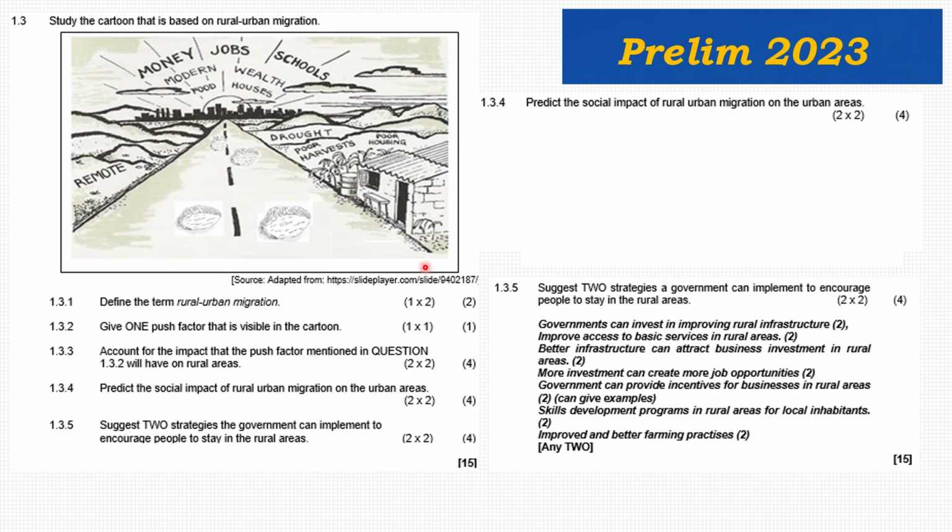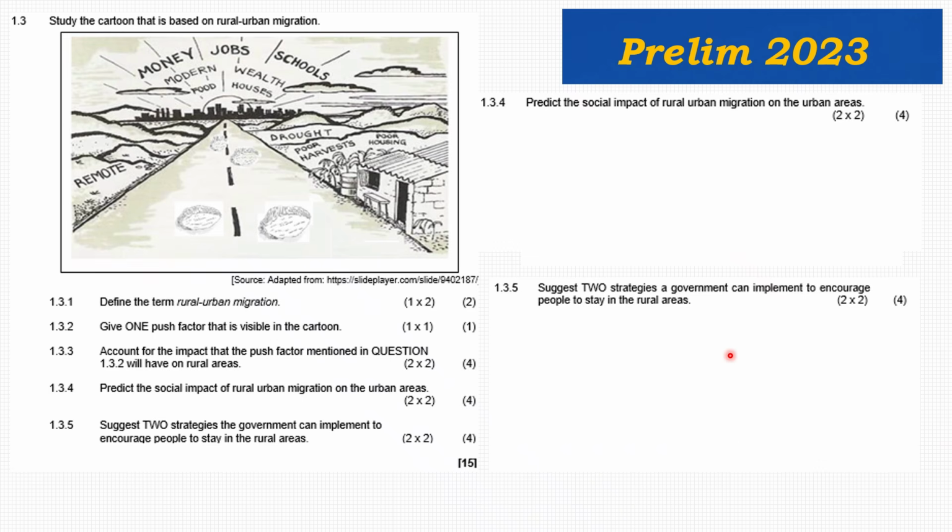We can improve access to basic services in rural areas, like water, electricity, right? Better infrastructure can attract business investment in rural areas. You see, once they improve the infrastructure, even more businesses would want to situate there, right? More investment can create more job opportunities. You see, if the government invests in the rural areas, maybe by having more businesses, it can create job opportunities even in rural areas, so people can remain there, right?